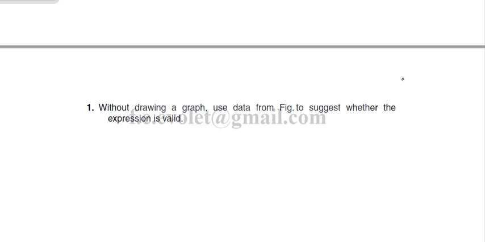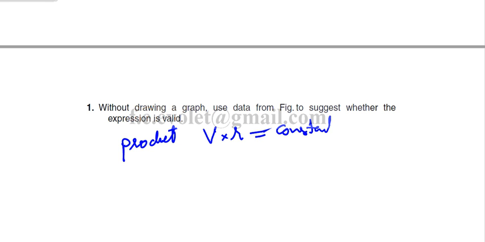So what's the answer? The product of V into R is a constant. So hence the above statement is right. So we checked it from the data, that it is a constant. So that's why it's the right thing.